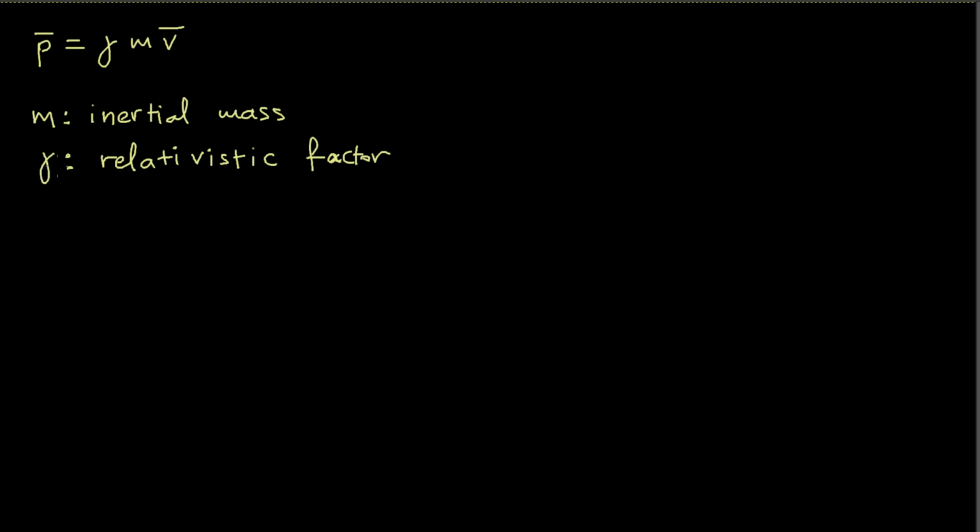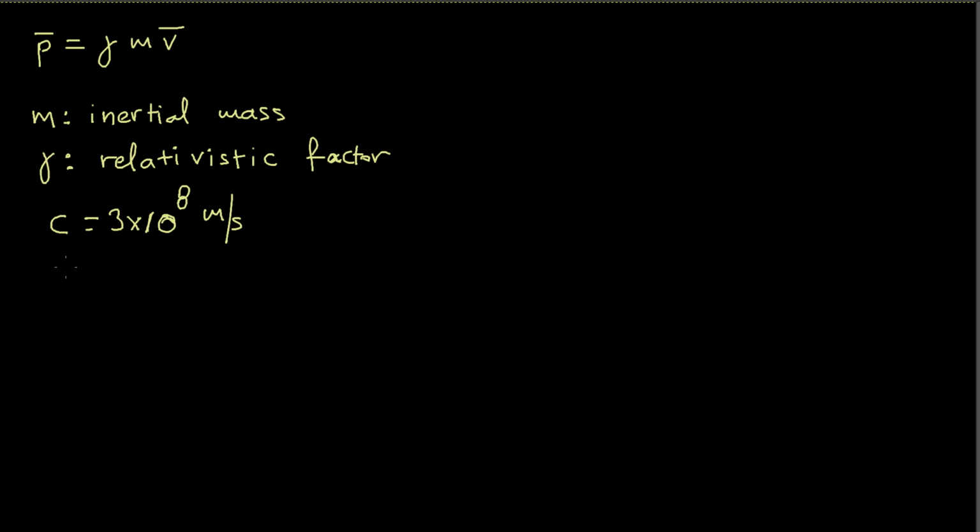Gamma is a number. We call it the relativistic factor. This factor gamma is important when you have particles moving very fast, and in particular at speeds very close to the speed of light. We use the letter c to denote the speed of light, and this is roughly 3 times 10 to the 8 meters per second. So if you have a particle moving, let's say, 2 times 10 to the 8 meters per second, then you have to calculate the factor gamma.